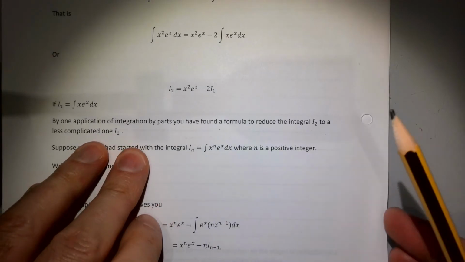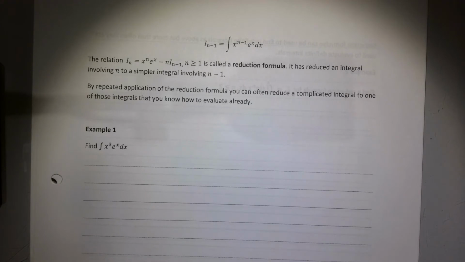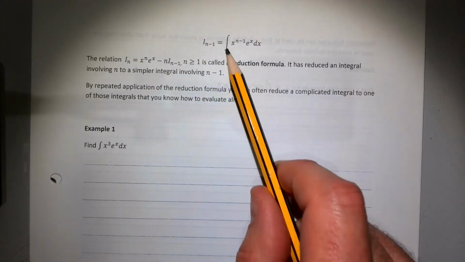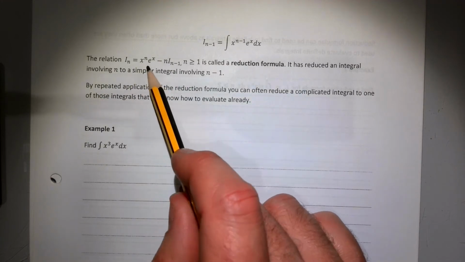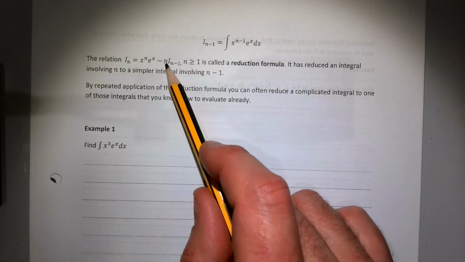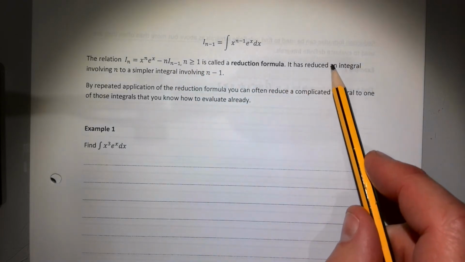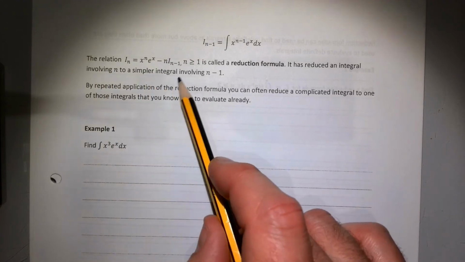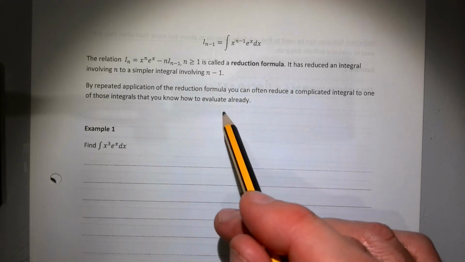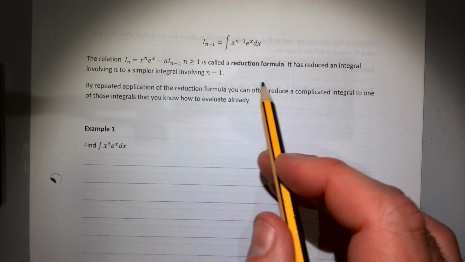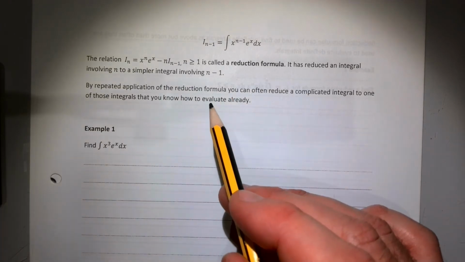If you've called I n up here, then this is I n minus 1, the integral of x to the n minus 1 e to the x. So the relation is I n equals x to the n e to the x minus n I n minus 1, where n is greater than 0. It's called a reduction formula. It has reduced an integral involving n to a similar integral involving n minus 1. By repeated application of the reduction formula, you can often reduce a complicated integral to one of those integrals that you already know how to evaluate.